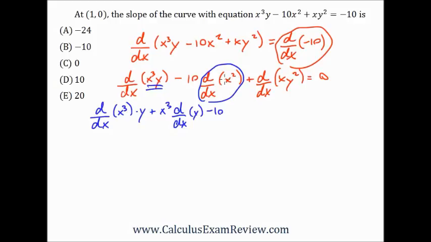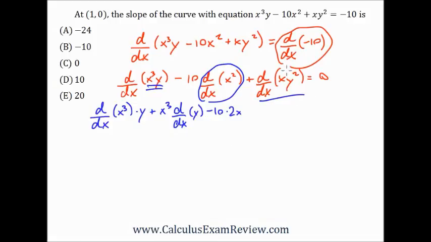I just need to bring down the exponent, right? And subtract 1 from the exponent. So here, I have 2x to the power of 2 minus 1, so that's it. So negative 10 times 2x is just negative 20x, but I'll write that in the next step.